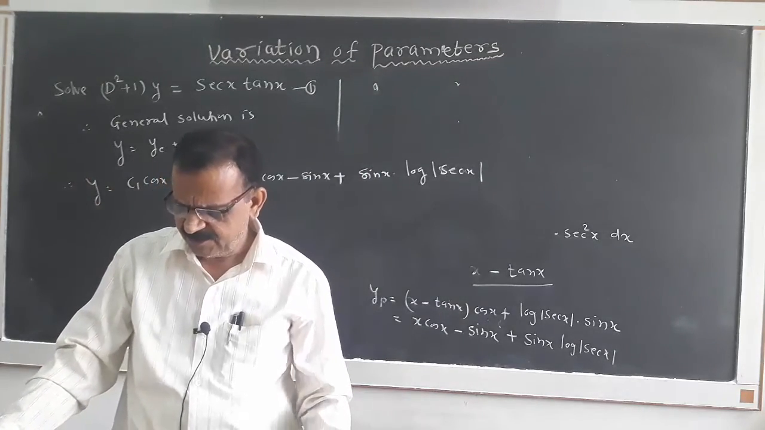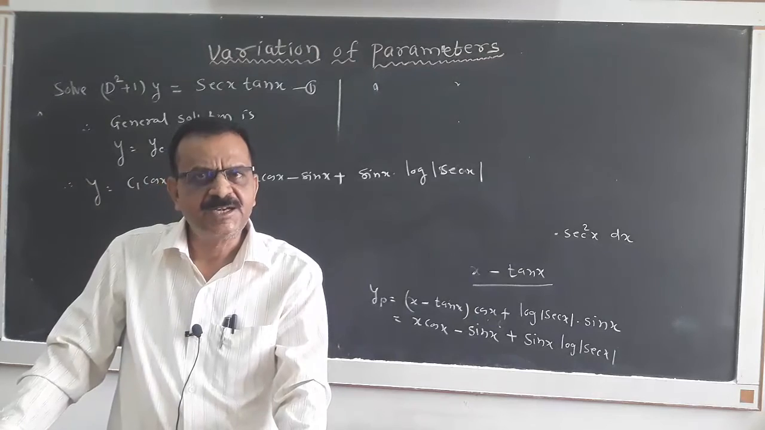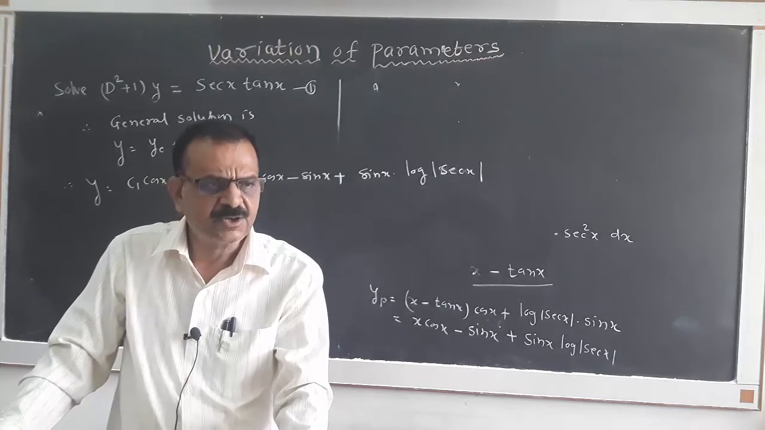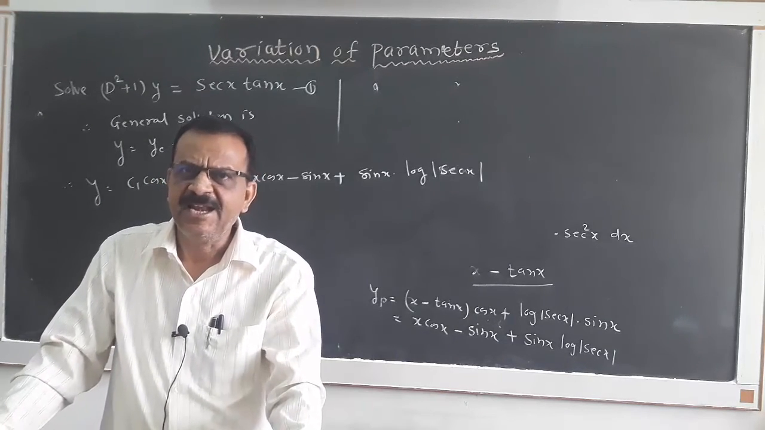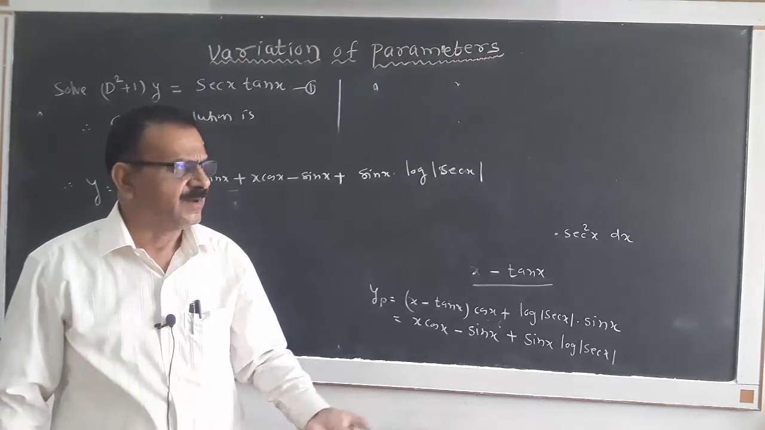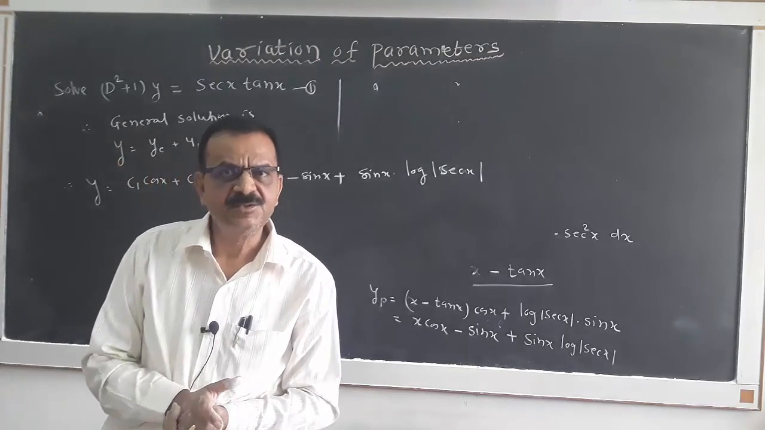In this way, we can obtain the particular integral by the method of variation of parameters and can obtain the general solution by using y equal to yc plus yp.